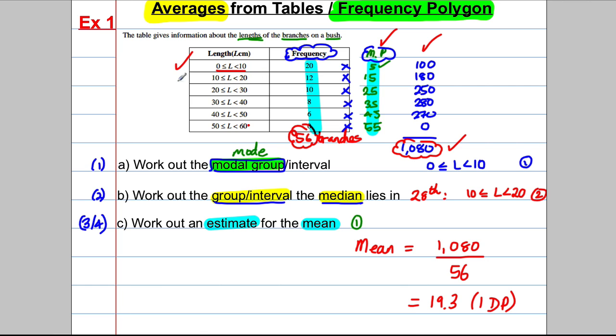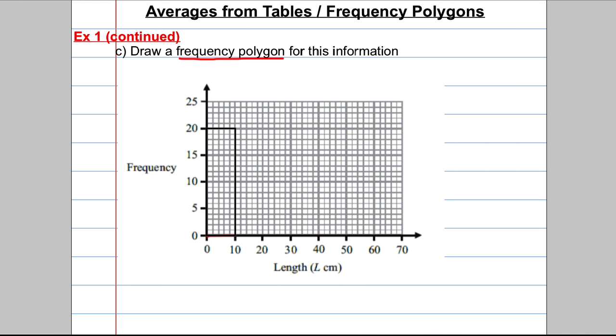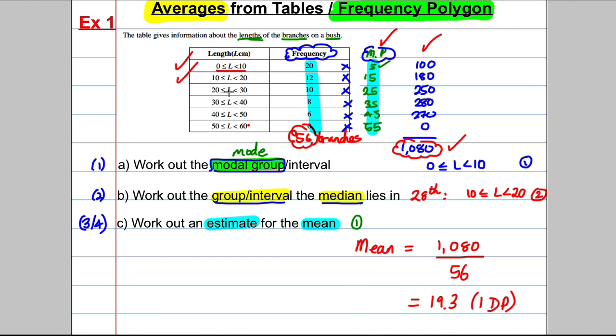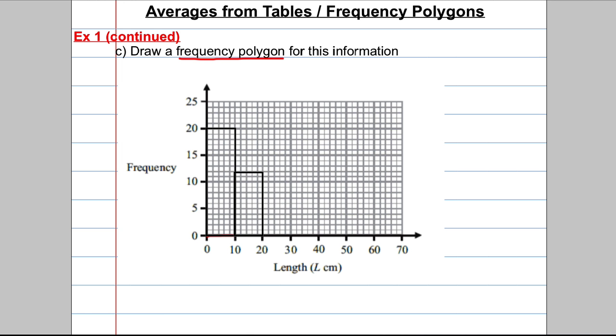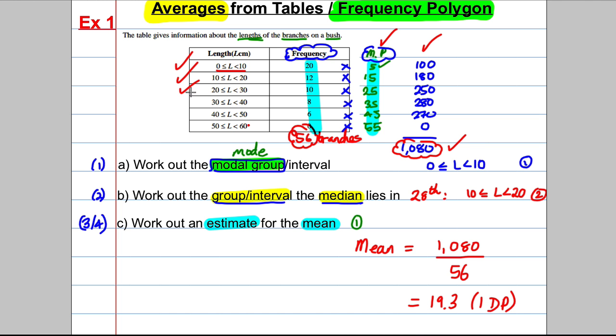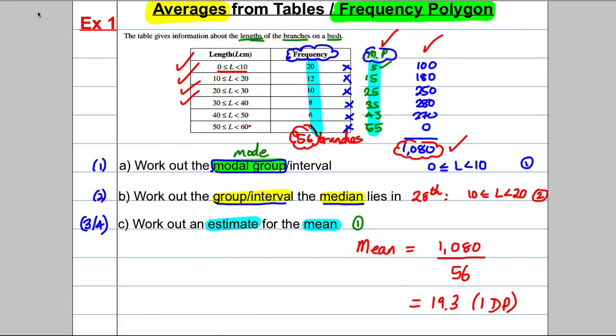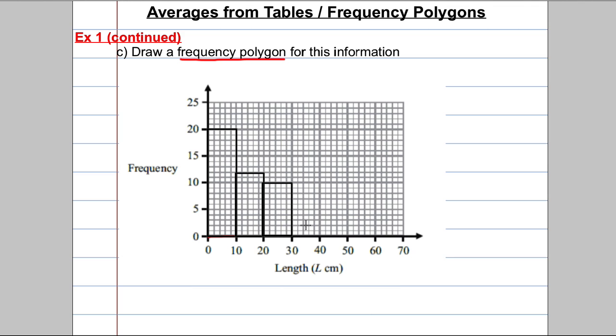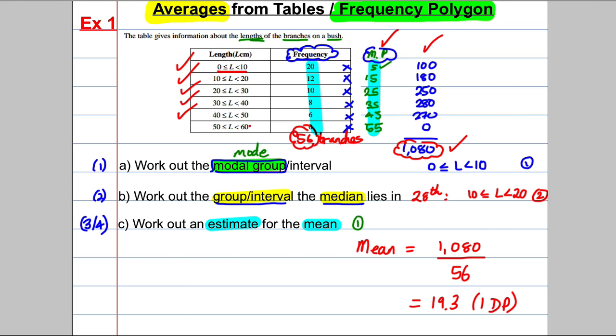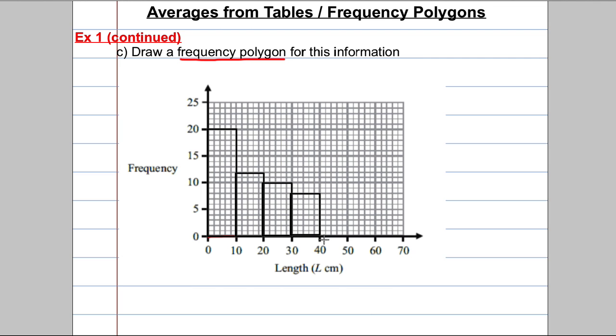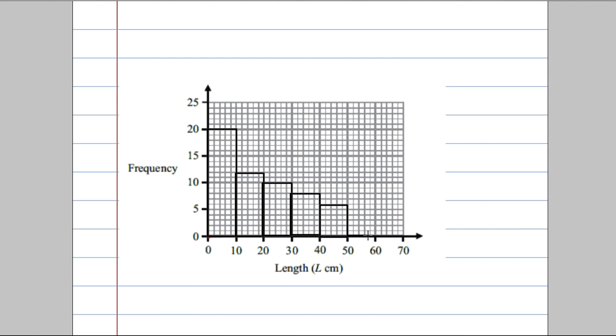Now we're going to go between 10 and 20, and we're going to go 12 high. So we're going to draw a box between 10 and 20 and 12 high. Then between 20 and 30, 10 high, only 10 high this time. And then between 30 and 40, we're going to go 8 high. Then between 40 and 50 and 6 high. And the last one, between 50 and 60 and none high.